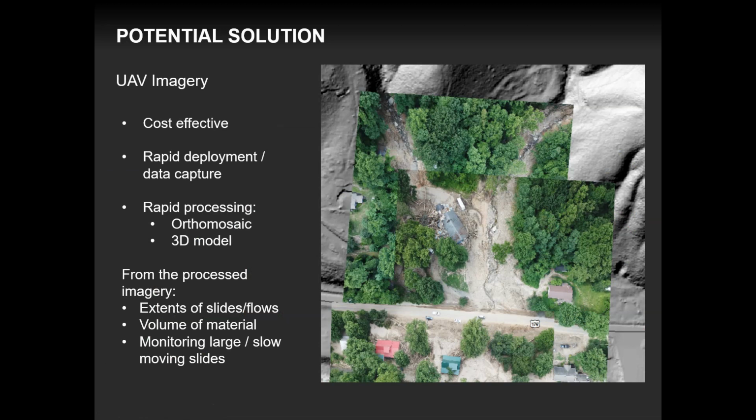All right, but a potential solution to wrap these challenges up is using UAV imagery. There are a number of advantages. It's cost effective, but I think primarily the advantage is that we can deploy a UAV and capture data minutes, hours, days after a large landsliding event. The imagery on the right was captured with a UAV following the May 2018 Polk County storms.